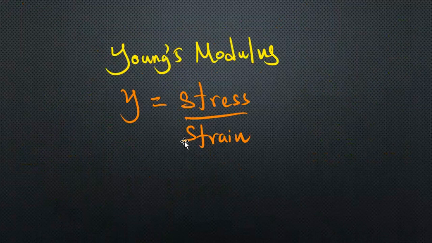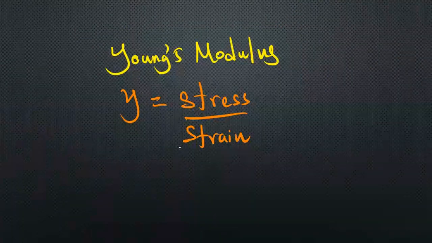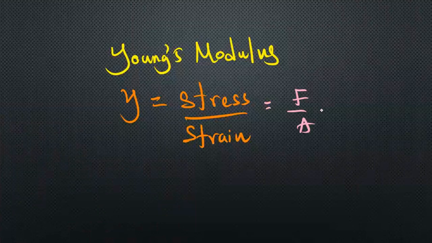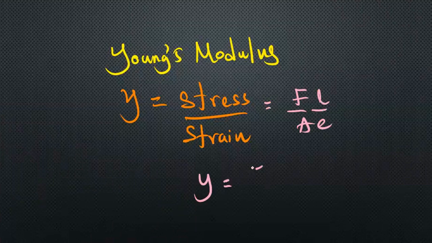Then Young's modulus. Young's modulus is actually the quantity of the material that is being used. So Young's modulus equals stress divided by strain. So F over A divided by E over L. So L goes up and E goes down. So this is the equation we are getting for Young's modulus, F over A times L over E.